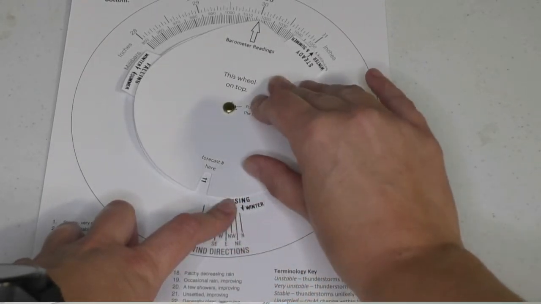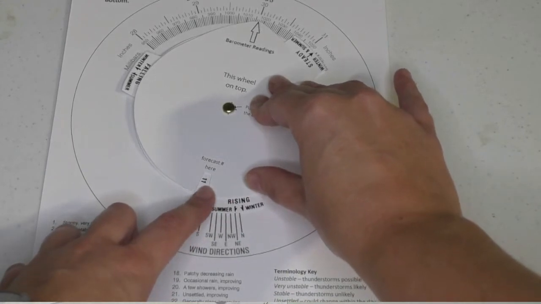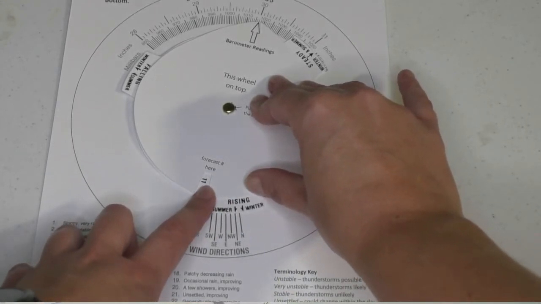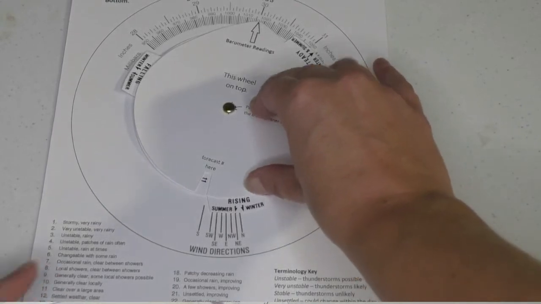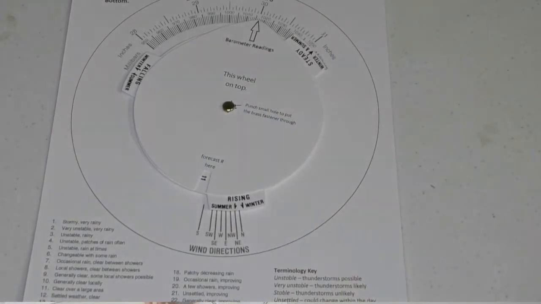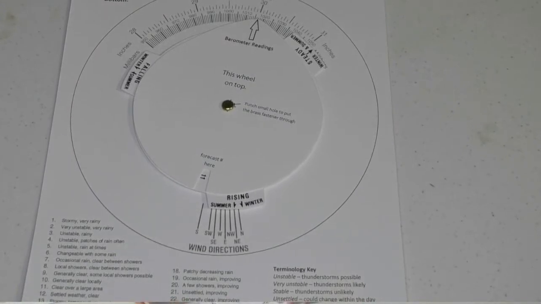You can see I have a number 11. So for this afternoon, it's saying that it should be clear over a large area. Let's see if this afternoon is clear. Students, write down the prediction and then observe what is happening, what's going on. Compare it to your local forecast.